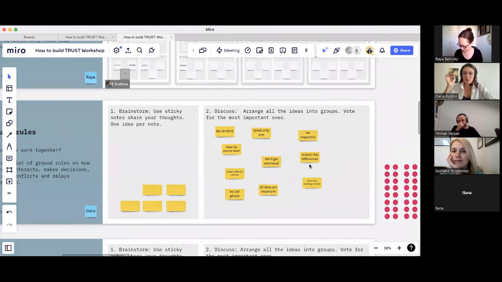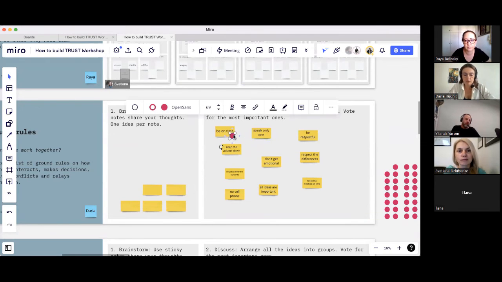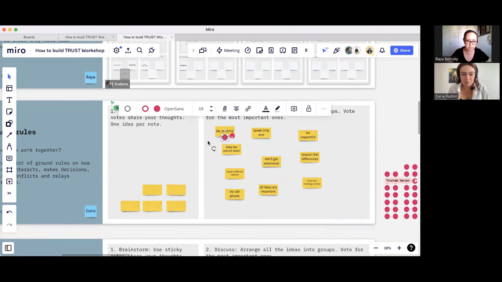And again, I ask you to come to the board and to vote. You have 2 dots. Take 2 red dots. Take a dot and move it to the one that you think is important. Since you have 2 dots, you can choose 2 cards, or you can put both of your dots on the same card because you think it's super important. So I invite you to do the same, and let's see what are the most important rules for our team today.